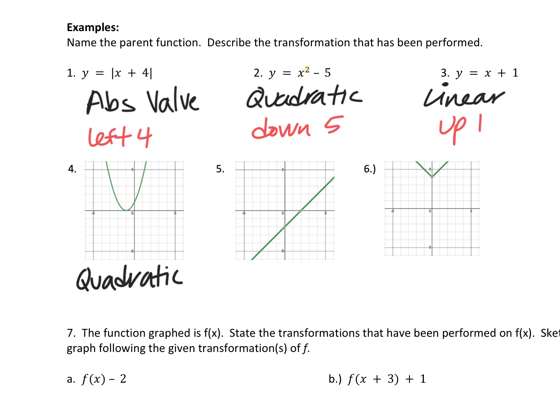If the parent function, we talked about that yesterday, starts at 0, 0, then it was moved in which direction? That's what you need to think about. So can you look at numbers 4, 5, and 6 now, discuss what are those, and then how did it move?